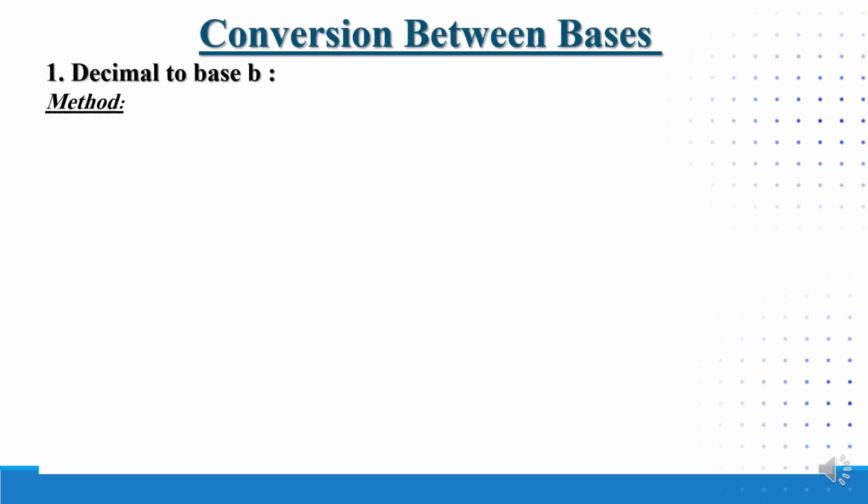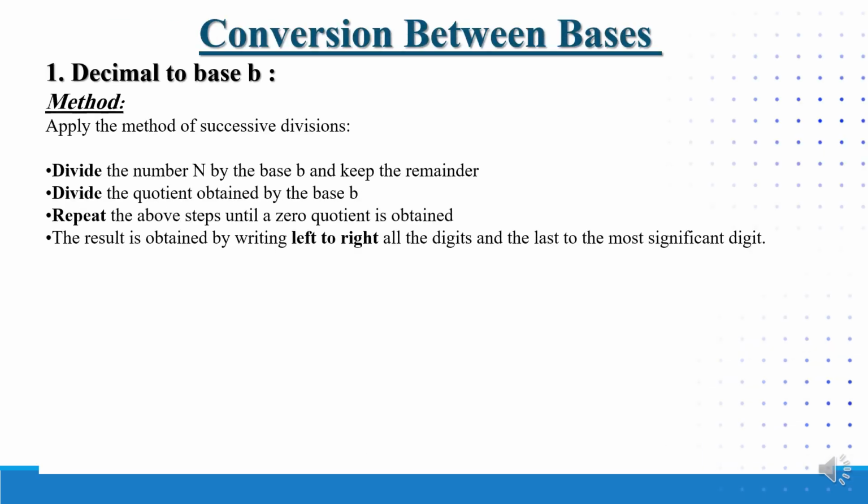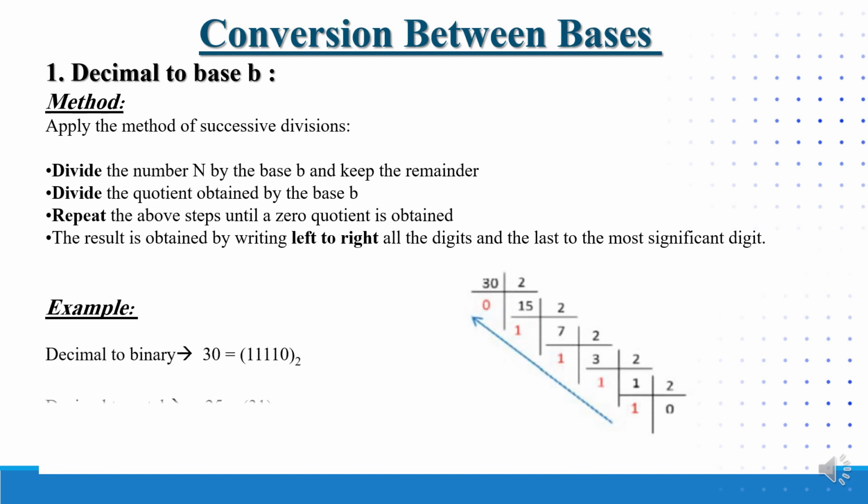Now we learn conversion between bases. First, to convert a decimal number to another base, we use successive division. Divide the number by the new base, write down the remainder, and repeat until the result is 0. Then write the digits from bottom to top. Like this example, 30 in base 2 is 1, 1, 1, 1, 0. Bottom to top.